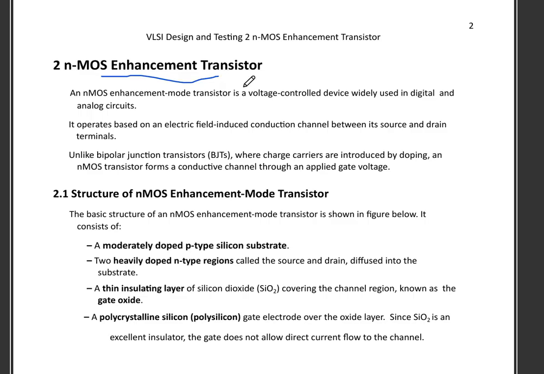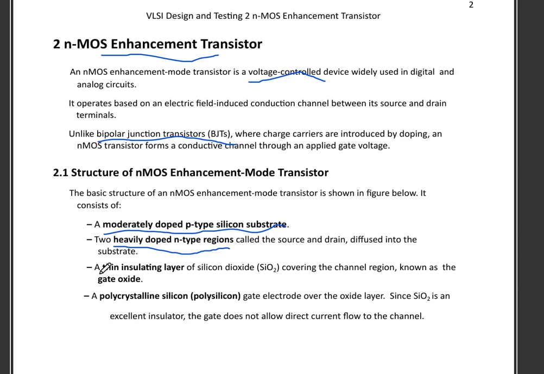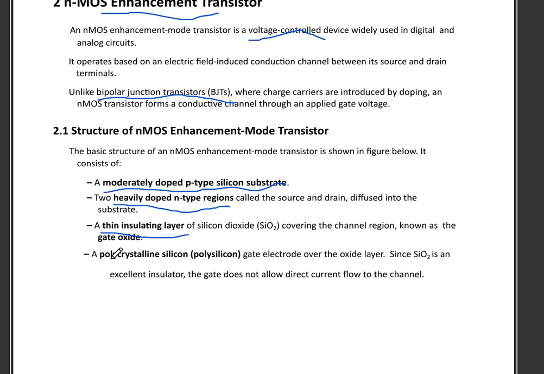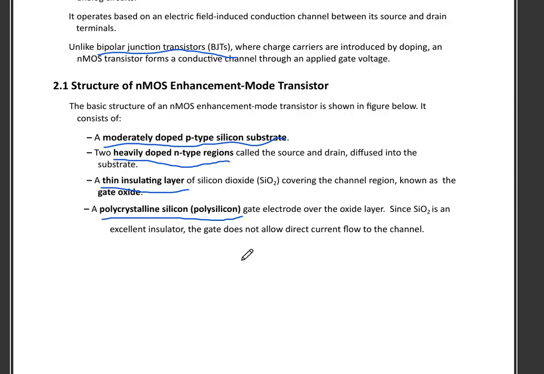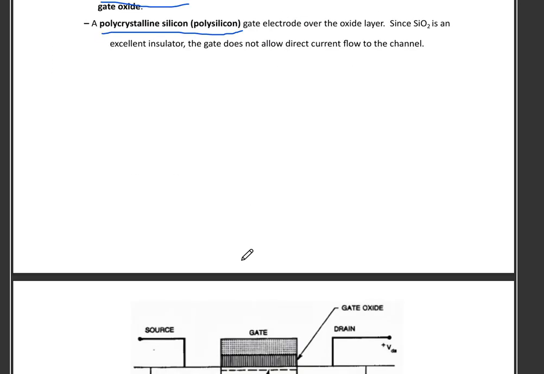So NMOS enhancement transistor is a voltage controlled device and it's used in digital and analog circuits. And in bipolar junction transistors, we see it is the current control device, whereas MOSFETs are the voltage control devices. The structure of NMOS enhancement mode transistor would be, it has a moderately doped p-type silicon substrate and it has two heavily doped N+ regions and also a thin insulating material in between, followed by the polycrystalline silicon gate electrode. So these are the points you have to mention when you discuss the structure of NMOS.